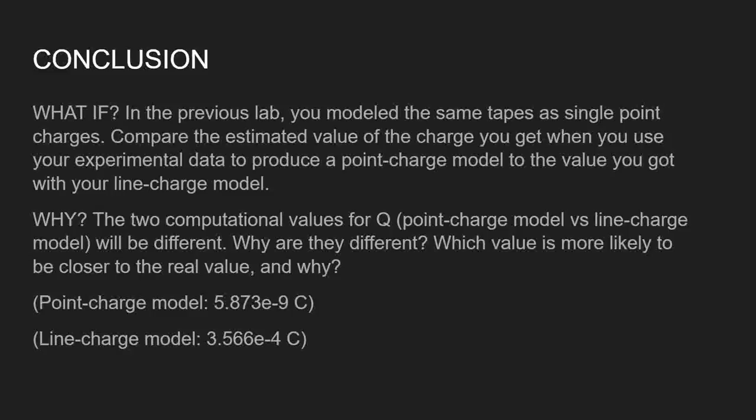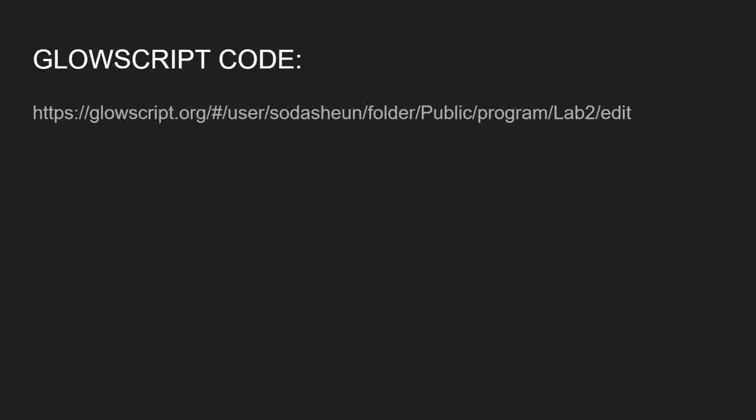In the previous lab, we modeled the tapes as a single point charge. We can compare the estimated value of the charge from our experimental data using the point charge model to the value that we got with this line charge model, and we found that they are quite different. The point charge model produced less of a charge than the line charge model, but we know that the line charge model will be more accurate as it accounts for a distributed charge rather than an assumed point charge. The GlowScript code is found below.